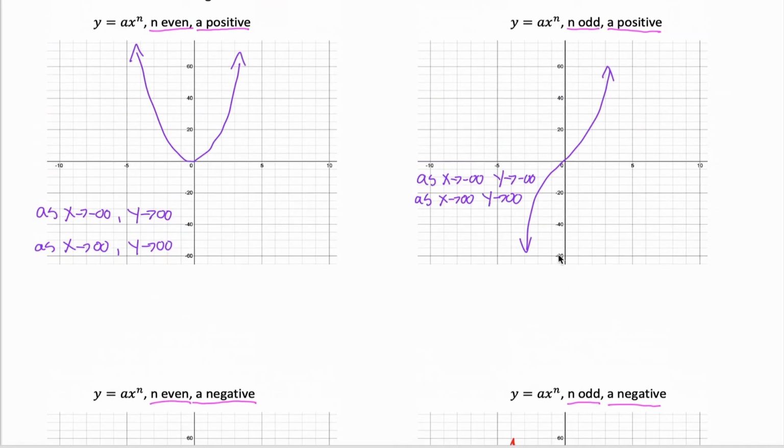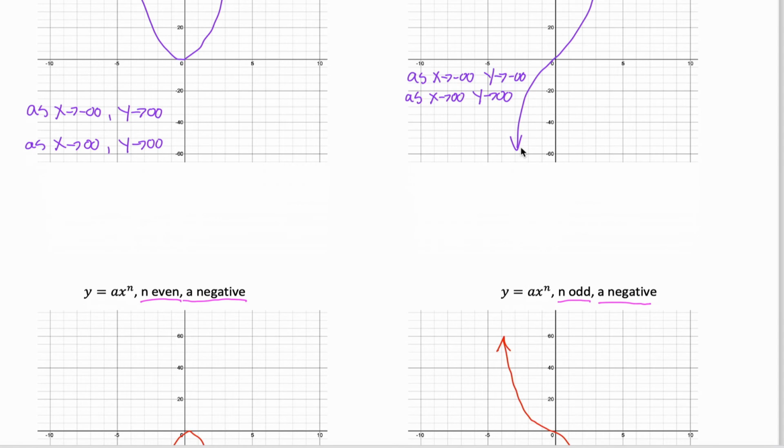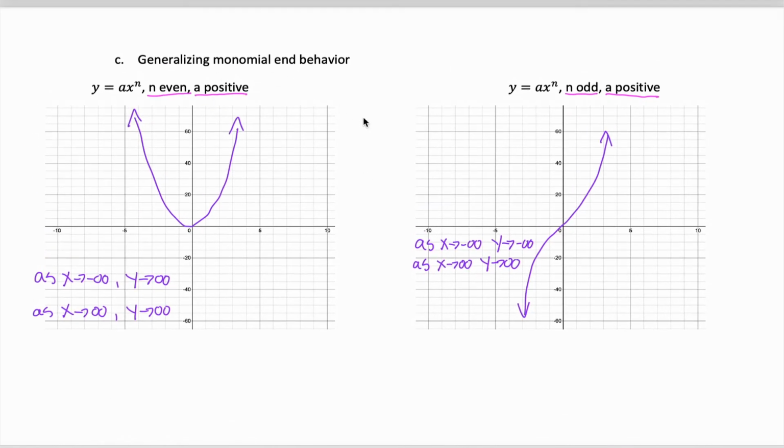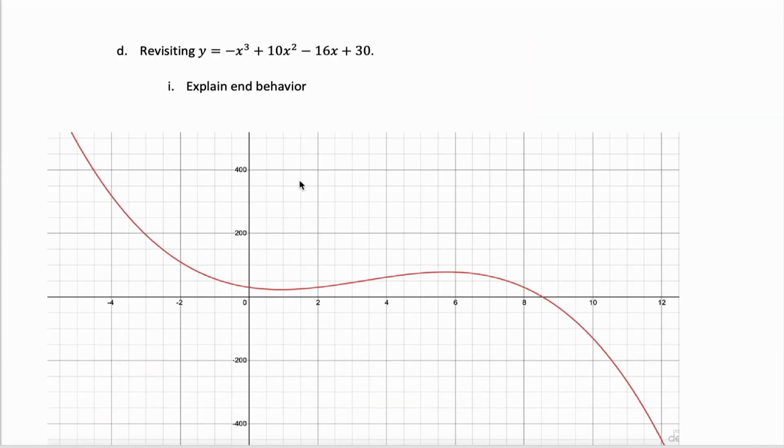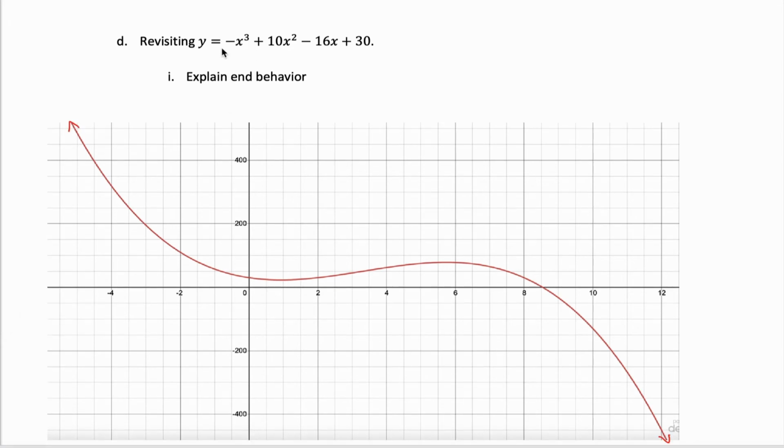4 different types of end behavior, which cover every single scenario that we could possibly have for any monomial. And you're like, yeah, that's great, but we don't want to describe the end behavior of a monomial. We want to describe the end behavior of a polynomial. Well, good news, it's not any harder. Remember this original graph that we looked at that we know the end behavior of? It comes from the equation y equals negative x cubed plus 10x squared minus 16x plus 30. If you look at each of these different terms, some of the terms are even, some of the terms are odd, some have negative coefficients, some have positive coefficients. It might seem really complicated to explain the end behavior, but it turns out it's not at all.